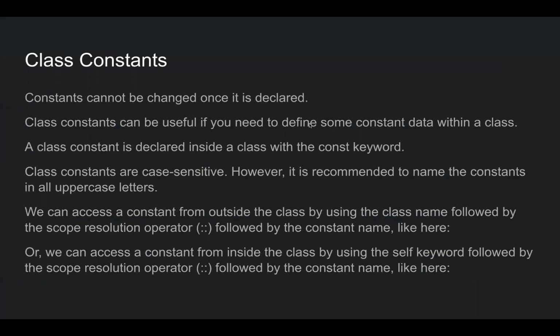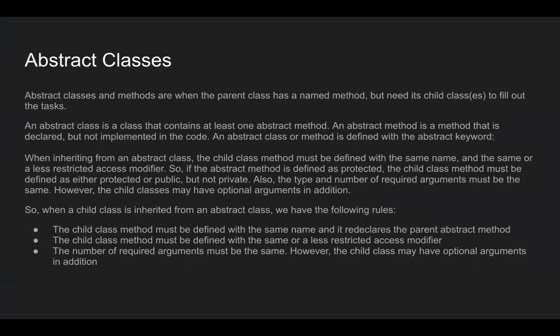So let's go to another one called abstract classes. I'm just trying to touch a little bit on all of them and look at real life scenarios of using this. So abstract classes are used when the parent class has a main method, but its child classes fill out the task. An abstract class is a class that contains at least one abstract method. An abstract method is a method that is declared, but not implemented within the code. And they're always described with the abstract keyword.